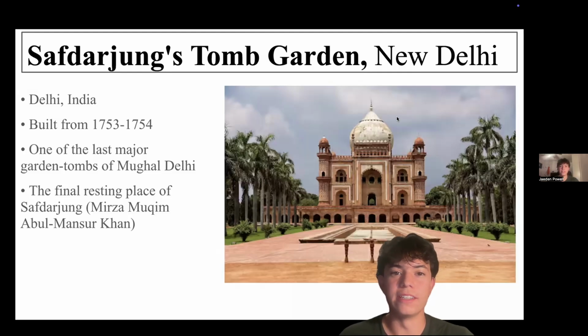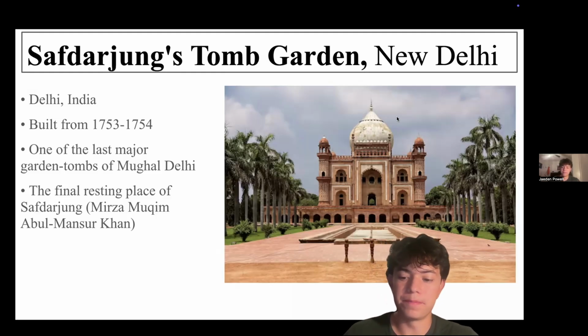Hello, my name is Jay, and today I'll also be presenting a historical garden, Safdar Jung's tomb garden located in New Delhi, India. So this garden was built from 1753 until 1754. It was also one of the last major garden tombs of Mughal Delhi. It is a final resting place of Safdar Jung, who at the time was a controversial figure, but his son wanted to honor him and build him a tomb garden.